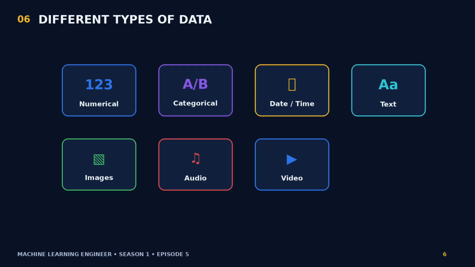Data doesn't always look like a spreadsheet. We can have numerical data such as age, salary, or temperature. We can have categorical data such as city, gender, product type, or subscription plan. We can have dates and timestamps. We can have text, images, audio, and video. And the type of data we have affects how we prepare it and which machine learning techniques we can use.